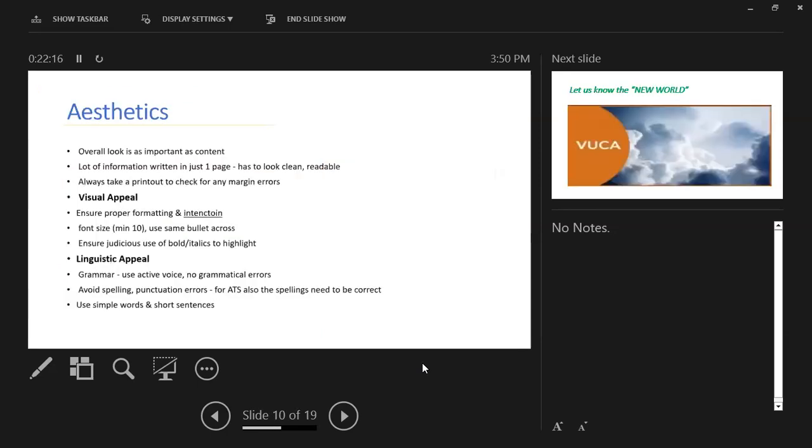Talking about the aesthetics, the overall look is as important as the content. A lot of information written on just 1 page has to look clean and readable. Always take a printout to check for any margin errors. This is a very classical case: you prepare your resume and simply send it to the placement team, and the margins may shift because you created it in MS Office 2016 and I am using a later version. To avoid all these gaps, make sure it is in PDF format.